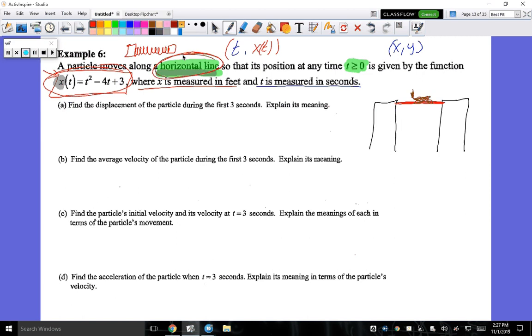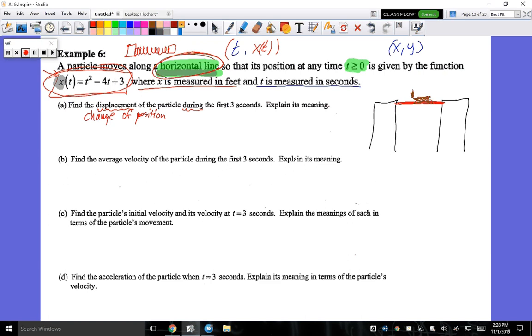Okay, here we go. Find the displacement, very, very important word, of the particle during the first 3 seconds. And then explain its meaning. Displacement. Some of you have heard that in physics. There are 3 words that describe displacement perfectly. What are the 3 words? Change in position. So write that down if you don't already know that, please. Change of position. So the change of position is displacement.